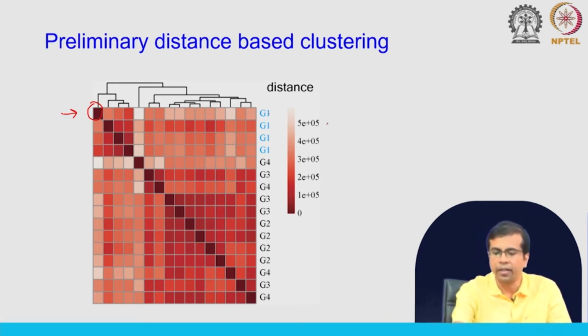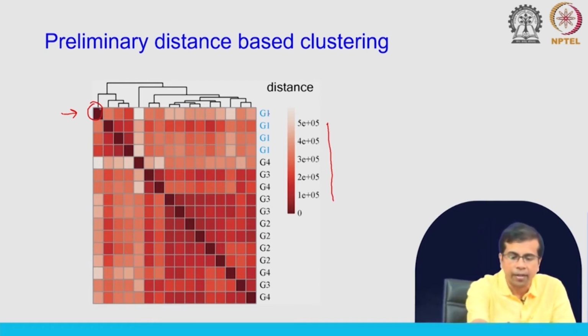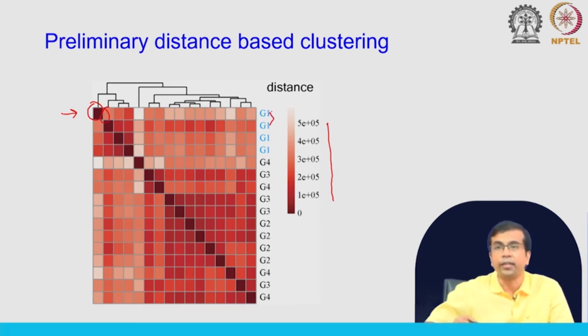On the right you can see the color code. Darker color means lower distance, and lighter color means higher distance. Along the diagonal you will see 0 distance because we are comparing that sample with itself, so there will not be any distance because they are the same sample. Now, the next one is a comparison between these two, and again these are replicates.